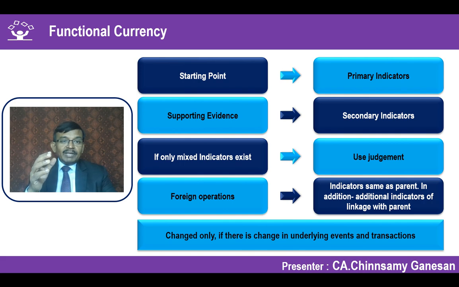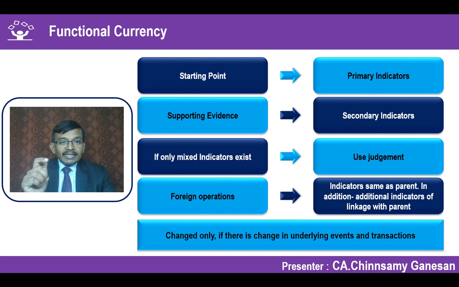So it is based on the facts and circumstances at each reporting period, or for the particular year, that the functional currency is determined. If the facts or underlying events and transactions are changing in the subsequent year, automatically the functional currency will also change, not by choice of the management, but based on underlying events and transactions. When the underlying events and transactions are changing, it is not a change in accounting policy.